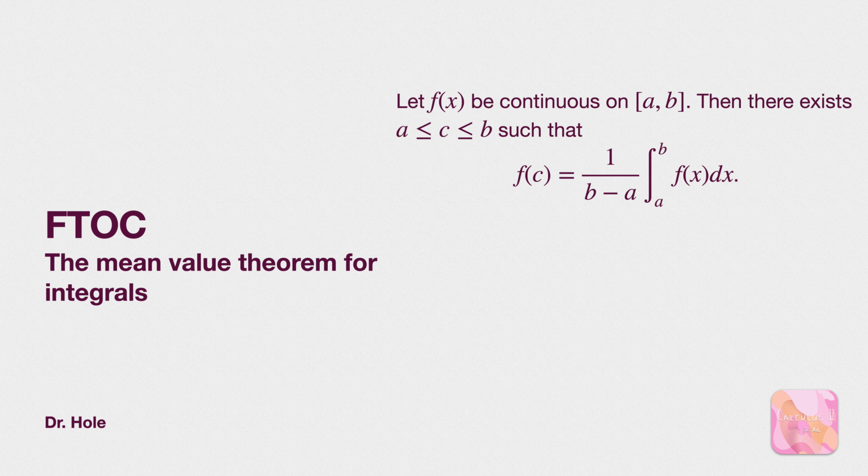This is the statement of the mean value theorem for integrals. The hypothesis is that f is a continuous function on a closed interval a to b. The conclusion is that there is a value c somewhere in this interval such that the function at that input c produces this right-hand side. The right-hand side should be a familiar form. We saw it in the last video, that this is the average value of f over the interval a to b.